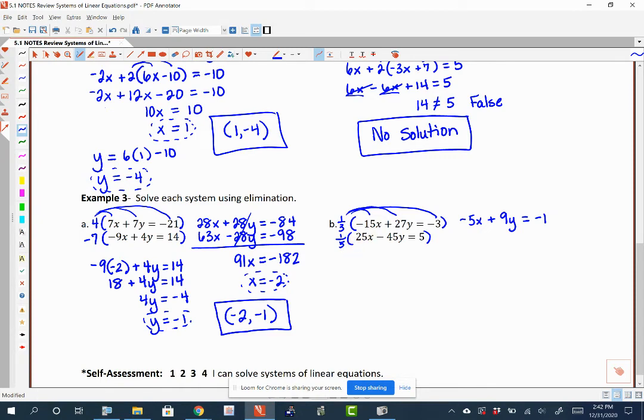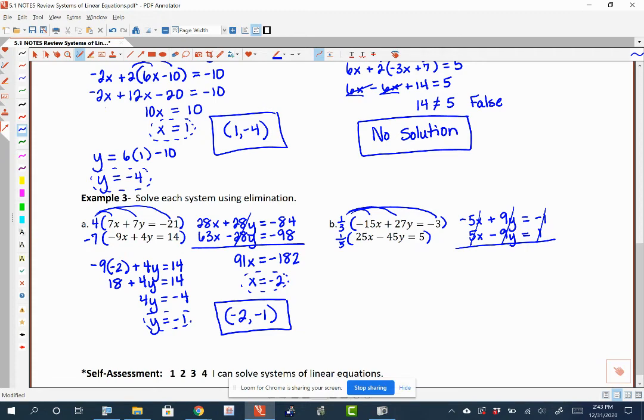Let's take the second one. We're taking a fifth. So 25 divided by 5, 45 divided by 5, and 5 divided by 5. So in this case, this worked out really nice for me. Dividing by those GCFs that I saw in common, I now am ready to eliminate because I have -5x and +5x. Those eliminate each other. A +9y and a -9y. Those eliminate each other. And I also have a -1 and a +1, which also eliminate each other.